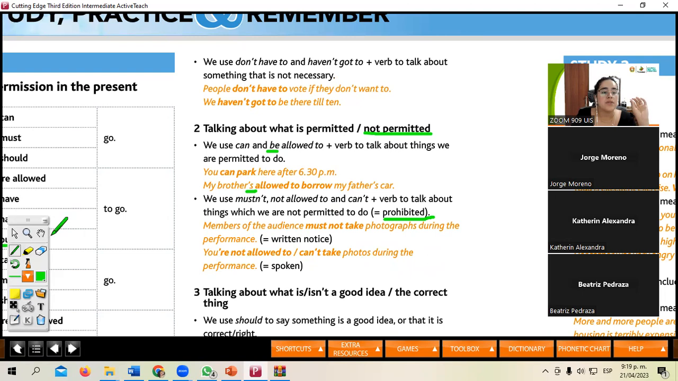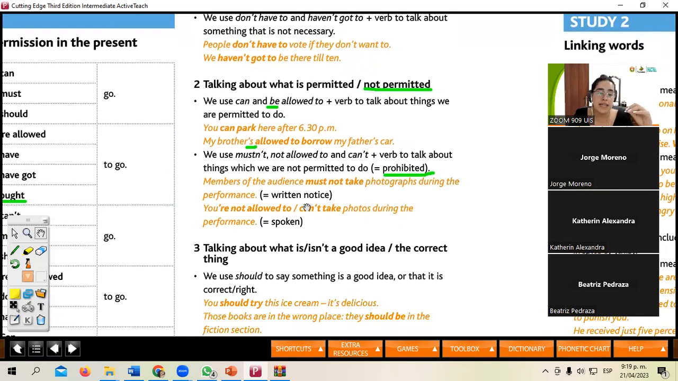Acá la diferencia nuevamente es el must es muy usado para anuncios públicos, en parques, en eventos. Siempre vemos la prohibición o el permiso con el must. Y en la forma hablada usamos más el allowed to o el can't. You can't take photos during the performance or you are not allowed to take photos during the performance. All right?